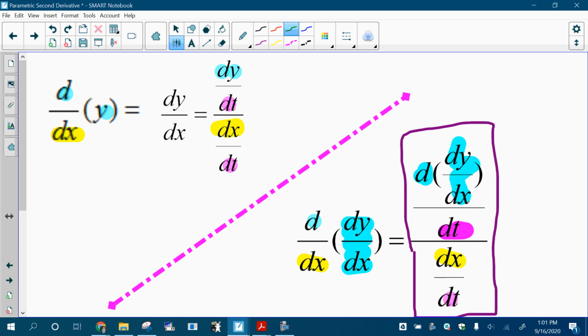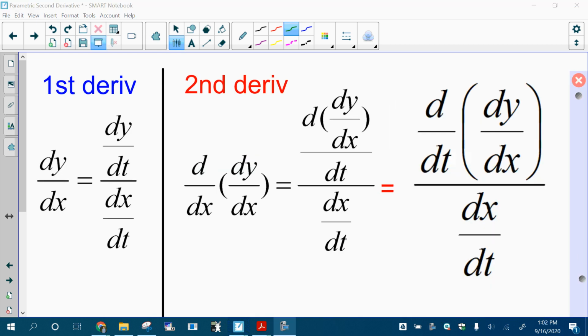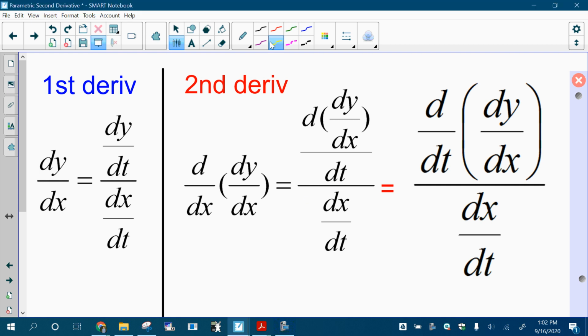Here's the same thing written out a different way. The first derivative of a parametric is dy dt over dx dt. That gives you dy dx. To find the second derivative, you don't just do another derivative of that with respect to x. Instead, you do another derivative of that with respect to t, but then you divide it by dx dt. This is the weird part of this formula.